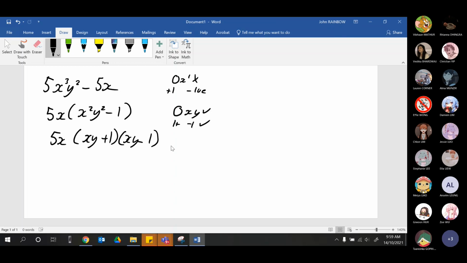So please make sure, first, TUKUF. Take out your common factor. I call it TUKUF. I don't know if any other teachers do. I just think it sounds cool.